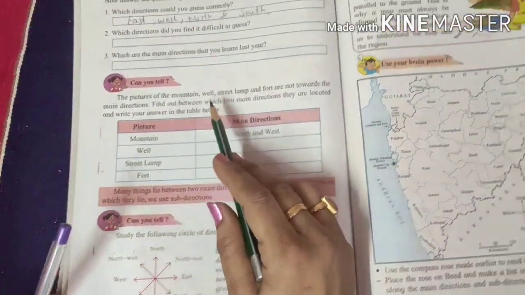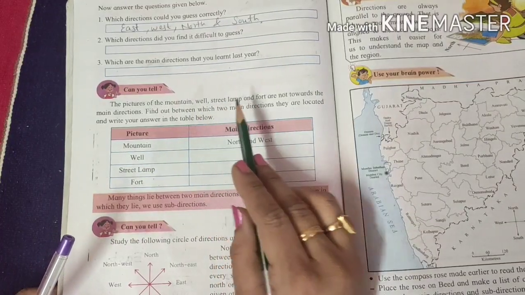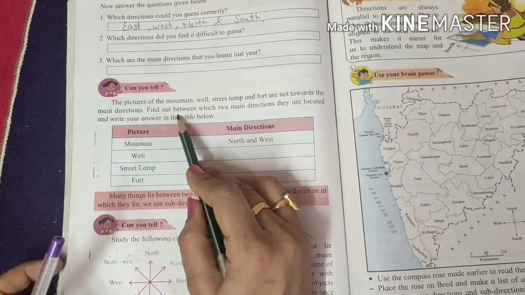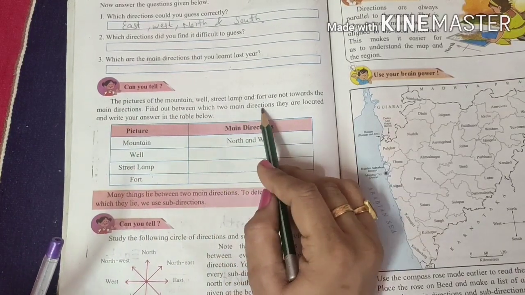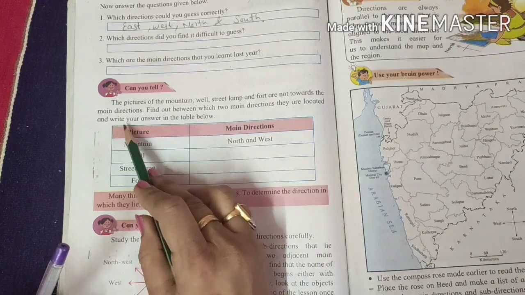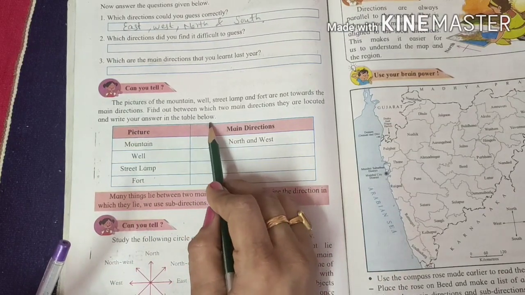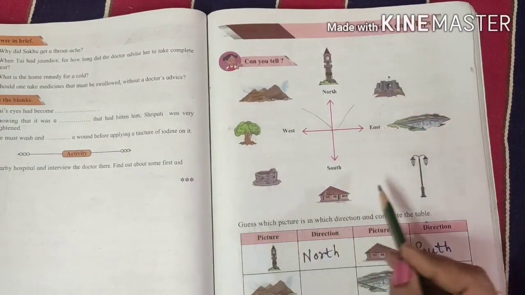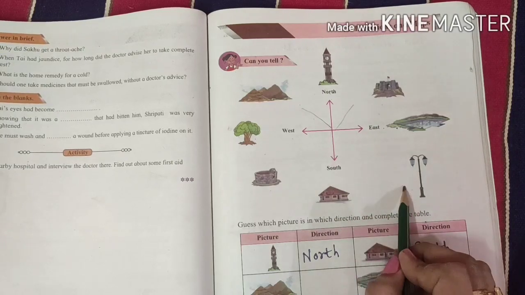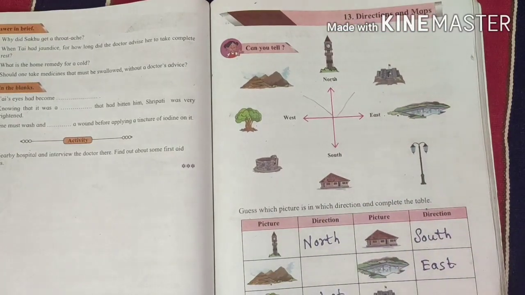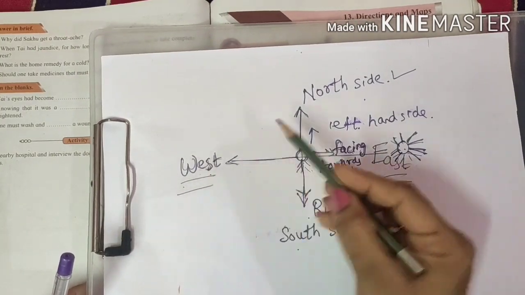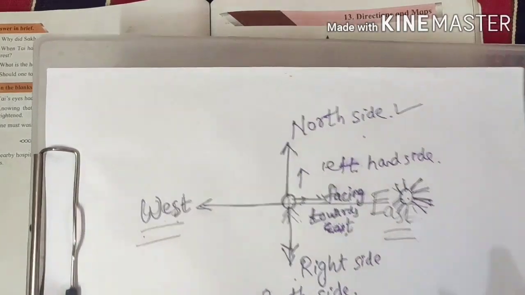Now let's see what is given. The pictures of the mountain, well, street lamp and fort are not towards the main directions. Find out between which two main directions they are located and write your answer in the table below. What question is asked, children? The question asks where the fort, mountain, well and street lamp are located. Now how to find this out? I have shown here east, west, north and south, but how to find out the rest?